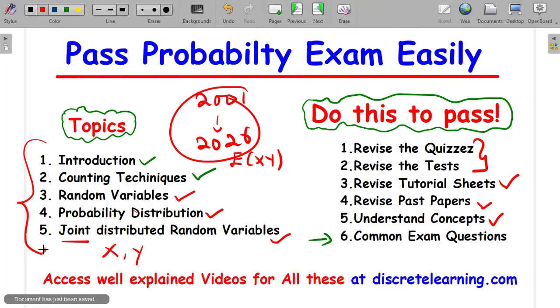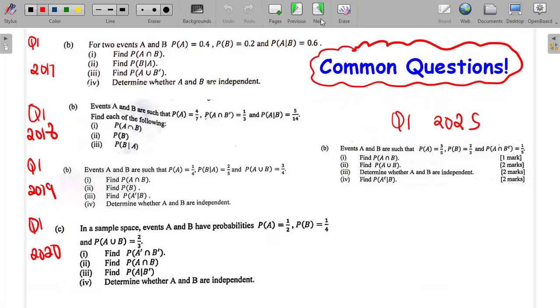Now I'm going to take you through 4 things that I've noticed about the probability exam that are going to help you actually pass this one. The first part is identifying common questions from the exam papers. You can see here, I've put up 5 questions and I've gotten them from 5 different years: 2017, 2018, 2019, 2020, and then this one was 2025. But look at the question that is there.